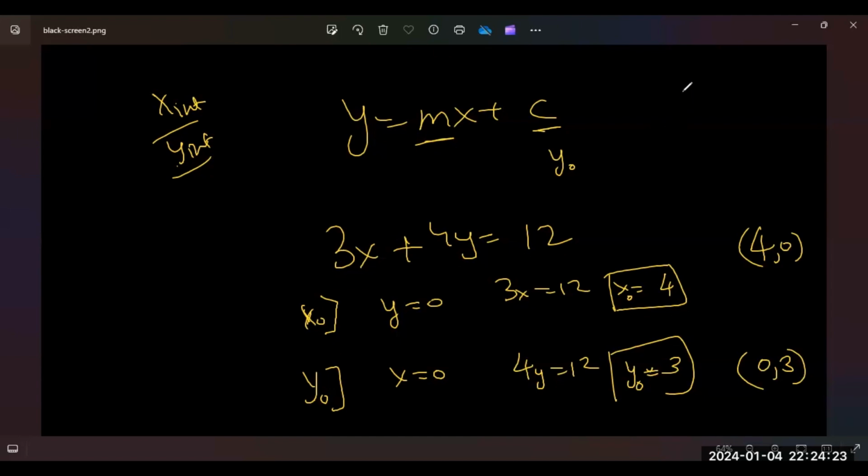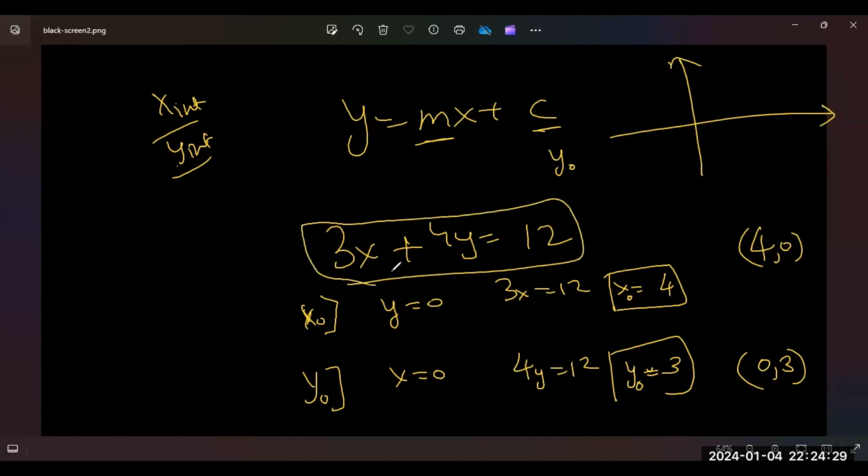So even when you want to plot a line, this is how you will do it. Given any equation of a line, to plot it, first find its x and y intercepts. So it is (4, 0) and (0, 3). And the line passes through these 2 points. Hence, this will be the rough plot of a line.